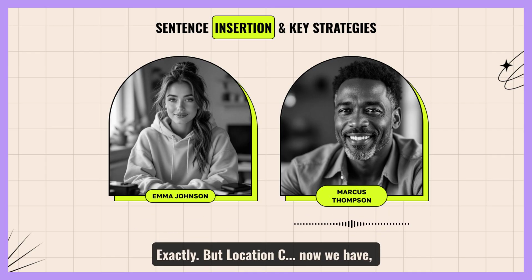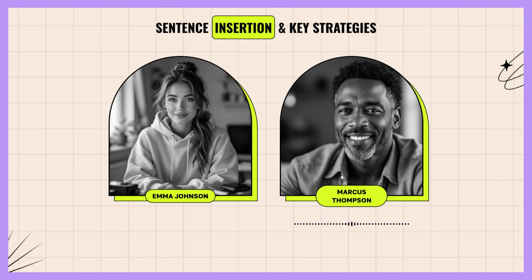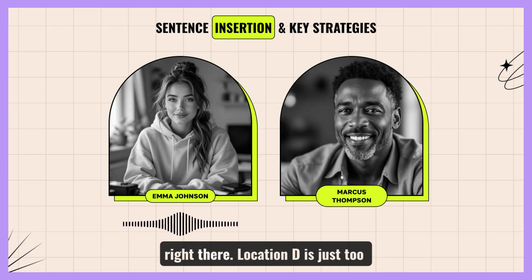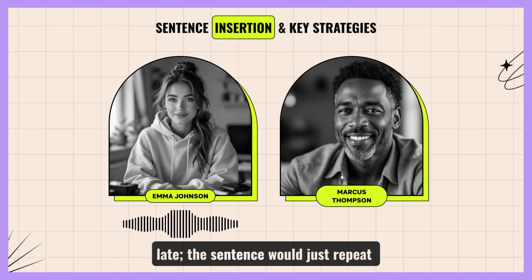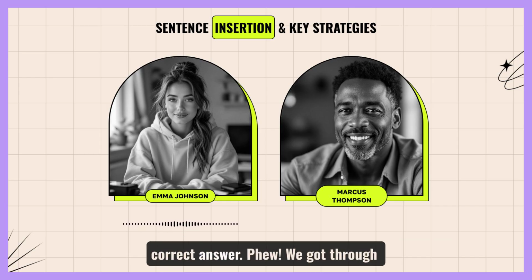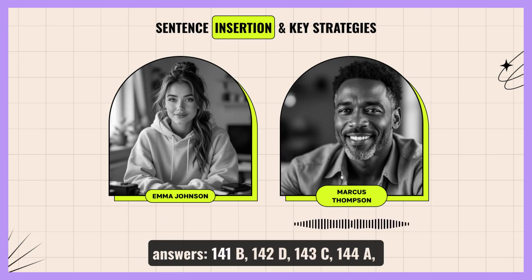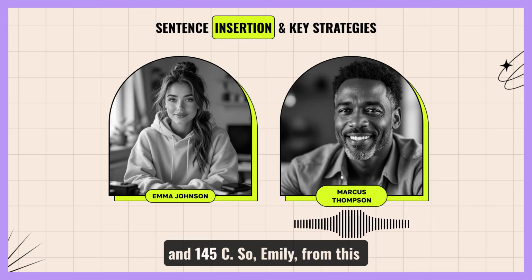But location C, now we have with the invention of paper and later the printing press. And then it feels like this development clearly refers to paper and printing. That makes so much sense because those absolutely did make knowledge easier to preserve and share widely. Oh, totally. That's the golden spot right there. Location D is just too late. The sentence would just repeat the idea of circulation, which we've already covered. So yep, C is the correct answer. Whew, we got through them all. Nice. And just for a quick recap of our answers, 141B, 142D, 143C, 144A, and 145C.